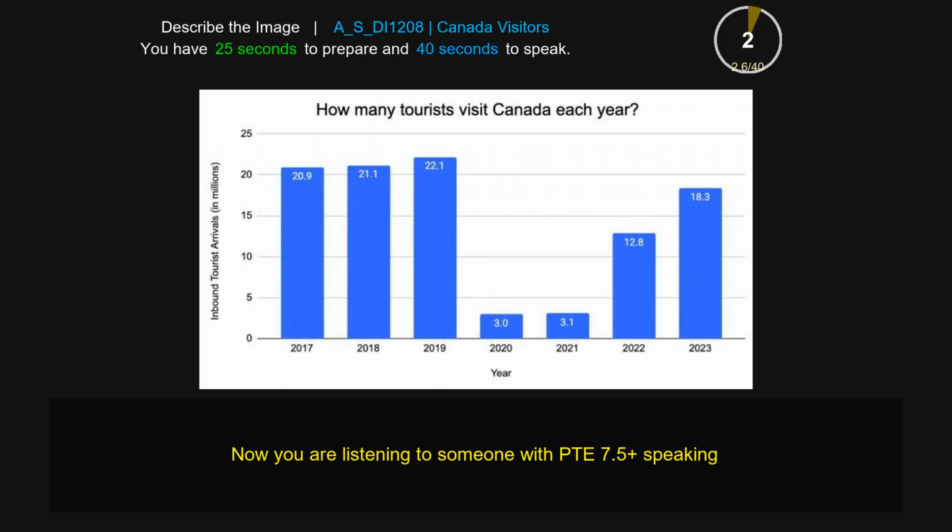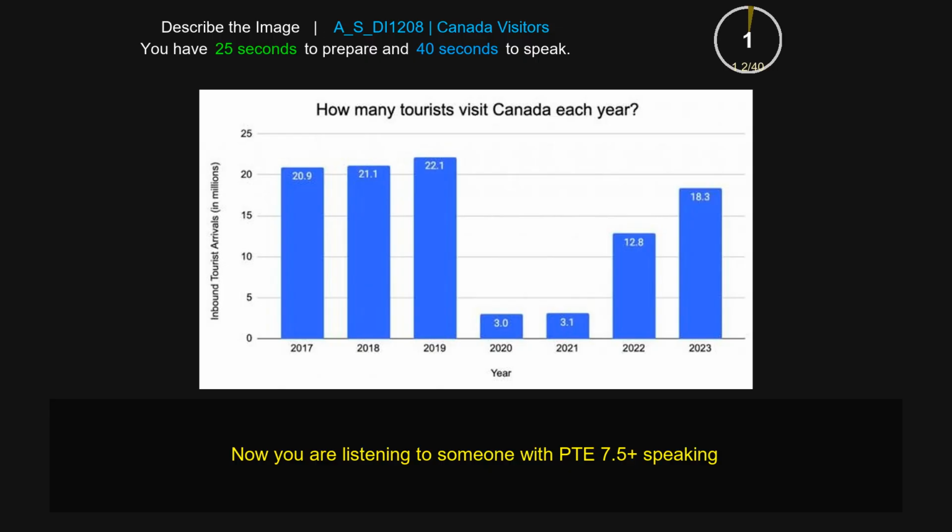The following picture gives information about Canada visitors. The x-axis is year, and the y-axis is inbound tourist arrivals. According to this graph, the highest value is 22 million in 2019, followed by 21 million in 2018. In contrast, the lowest value is 3 million in 2020. Overall, this shows the coronavirus influence. In conclusion, these pictures are about Canada visitors.